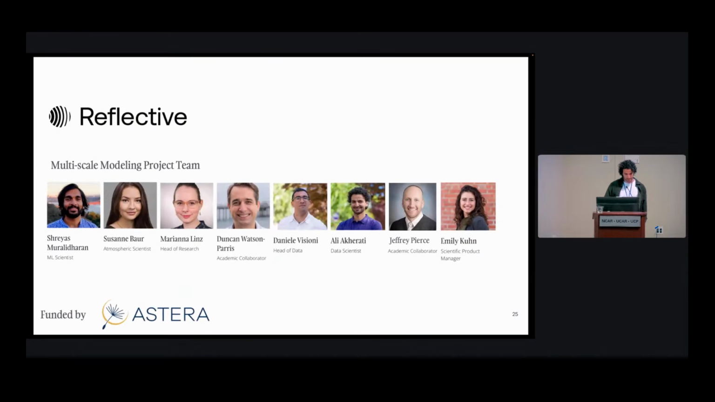Just want to acknowledge the team at Reflective. We are working on a multi-scale modeling project where we are trying to build emulators for different scales, from GCM, to get the transport into the emulator, all the way to plume modeling, large eddy simulations, and aerosol microphysics, with the hope that we can run these models faster and eventually explore the uncertainty much more easily. You can run ensembles many times. This work is also funded by the Esteem Foundation, which we are grateful for.